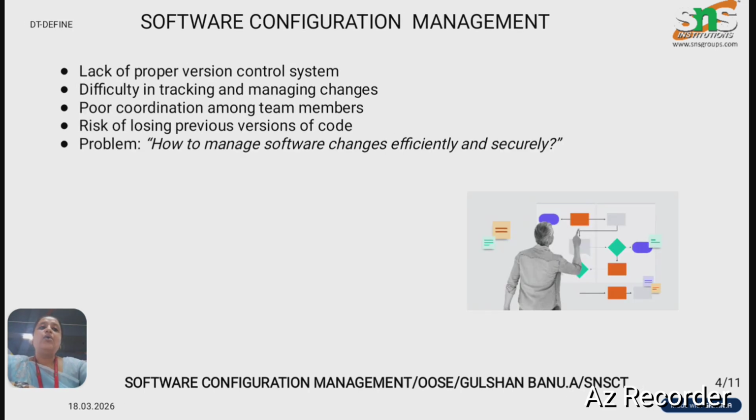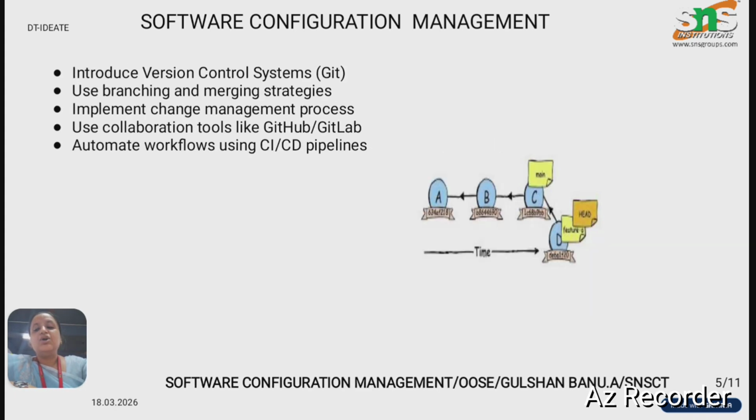Now, how we can define software configuration management: when we have a lack of proper version control, or when there is a difficulty, or when there is a poor condition of any process, or if there is risk involved in any of the process evaluation, you will be using software configuration management. In the process, you will be using different phases like planning, analyzing and designing, implementation, testing, releasing and maintenance.